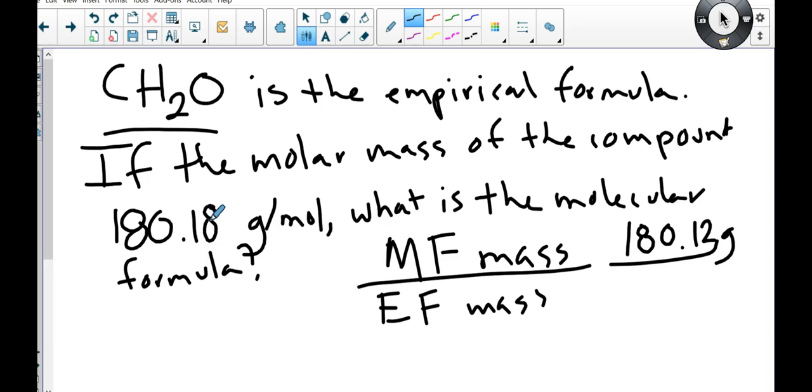So, 30.03. When we divide these, do you see where I got this number? I did the molar mass of this. So when I divide those, I get 6.